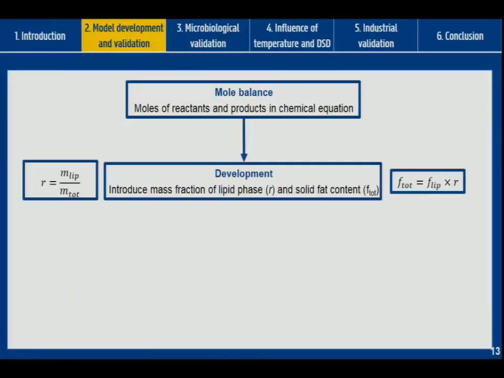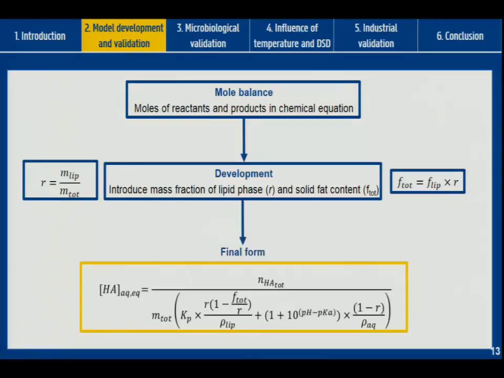The development then went on when we introduced the mass fraction of lipid phase, which is the quotient of the mass of the lipid phase divided by the total mass, and solid fat content, which can be measured by NMR, nuclear magnetic resonance. After several iterations of the equation, we come to the final form. The final form says that the inhibitory, protonated, or undissociated sorbic acid depends on the total moles of sorbic acid in the system, on the mass of the system, on the partition coefficient, on the mass fraction of the lipid phase, solid fat content, pH, pKa, and also the densities of both the lipid and the aqueous phase.